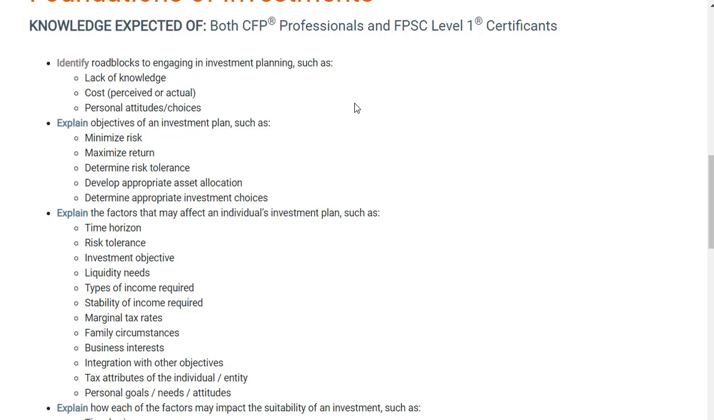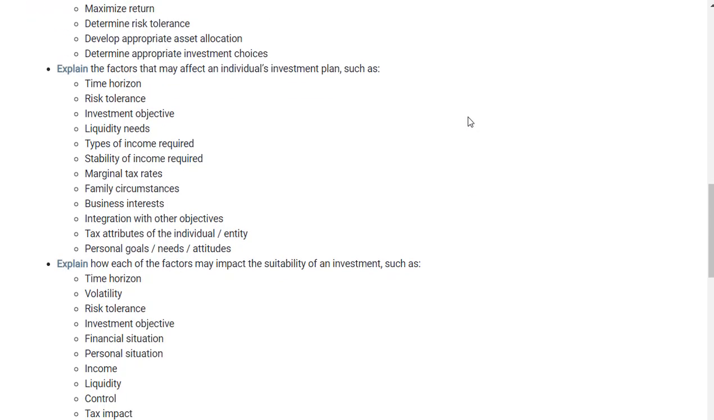So again, that's some lack of knowledge and attitudes. That's qualitative information. Explain objectives of an investment plan, such as minimize risk, maximize return, risk tolerance, appropriate asset allocation, and appropriate investment choices. Explain the factors that may affect an individual's investment plan, such as time horizon, risk tolerance, investment objectives, liquidity needs, type of income. So there's a lot there.